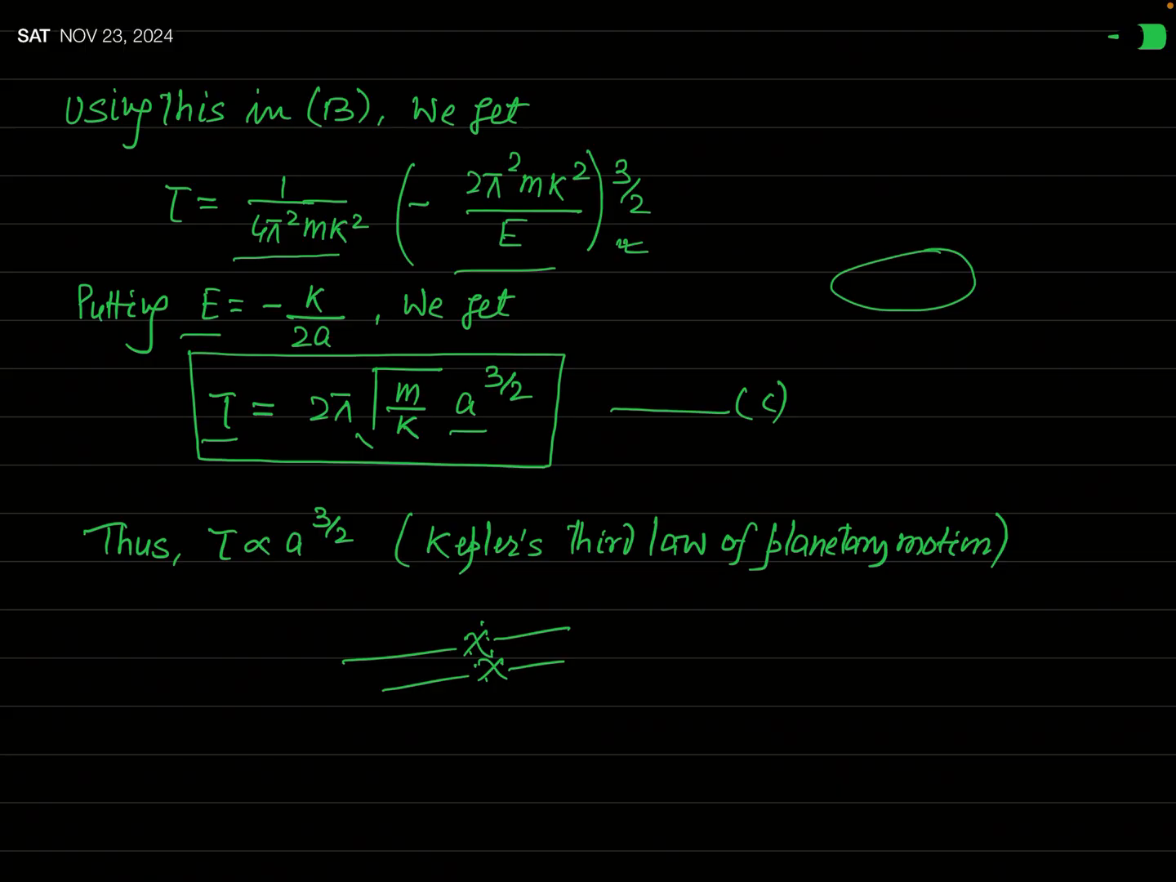You can see this factor 2π√(m/k) is a constant factor, and therefore this time period is proportional to the 3/2 power of the semi-major axis of the elliptic orbit. And this is simply Kepler's third law of planetary motion. So in this way, we have solved the Kepler's problem by using the action angle variable concept.